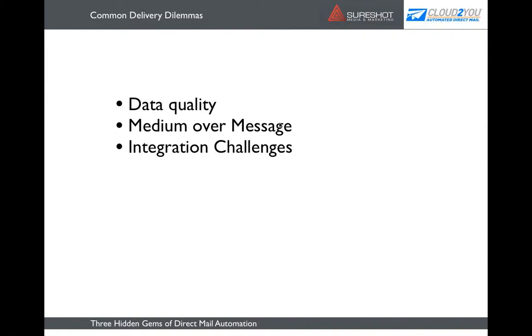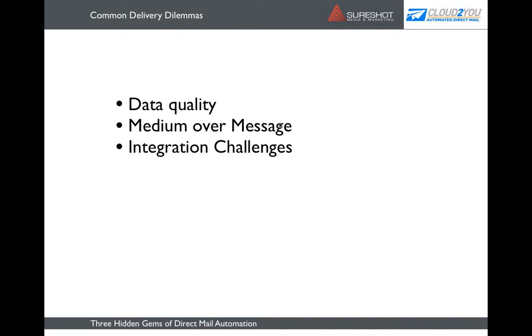Additionally, you have integration challenges. Okay, so you're exporting this data. How are you going to get the updates that you might find back in, even if it's returned mail? How are those going to get back into whatever system you're using, whether it be Eloqua or elsewhere that your addresses might live?